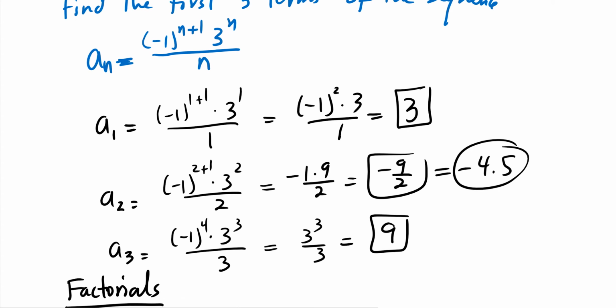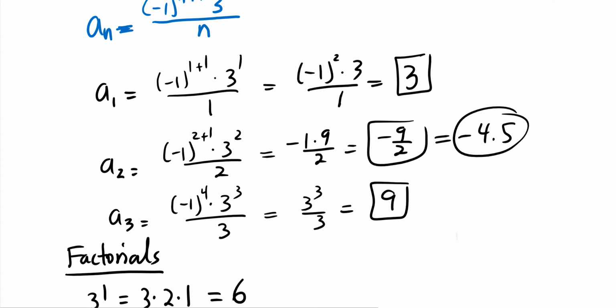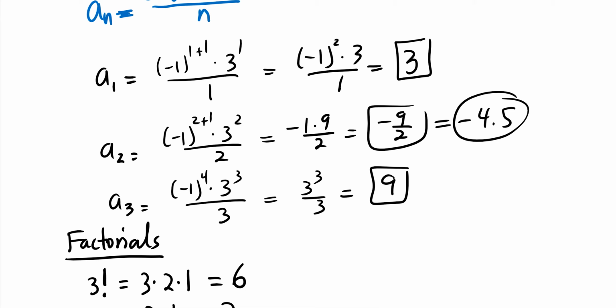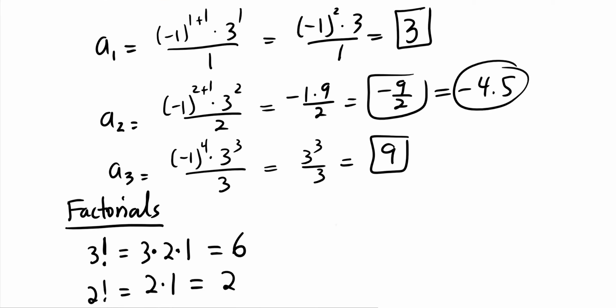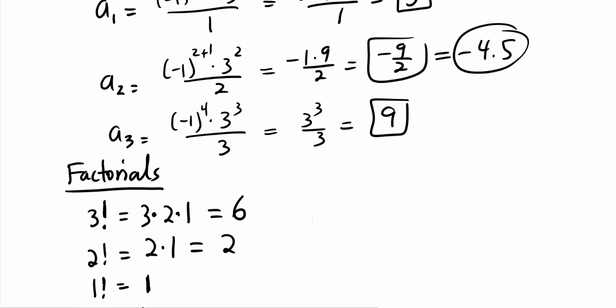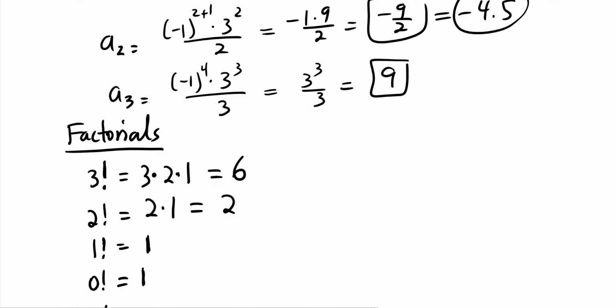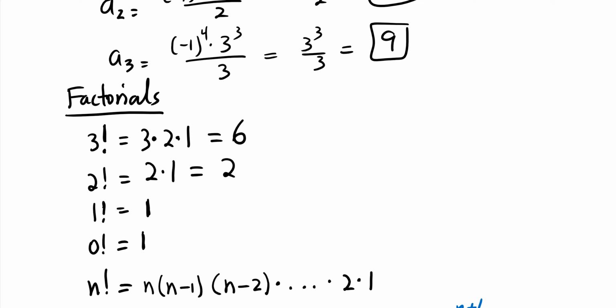Now we introduce what we call factorials. Factorials are those where we use the exclamation mark. So 3 factorial, 3 exclamation mark, is 3 times 2 times 1. You multiply that number by all the numbers right below it all the way until you reach 1. So 3 times 2 times 1 is 6. 2 factorial is 2 times 1, which is 2. 1 factorial is 1, and by definition 0 factorial is also 1. In general, n factorial is n times n minus 1 times n minus 2, all the way to 2 times 1.